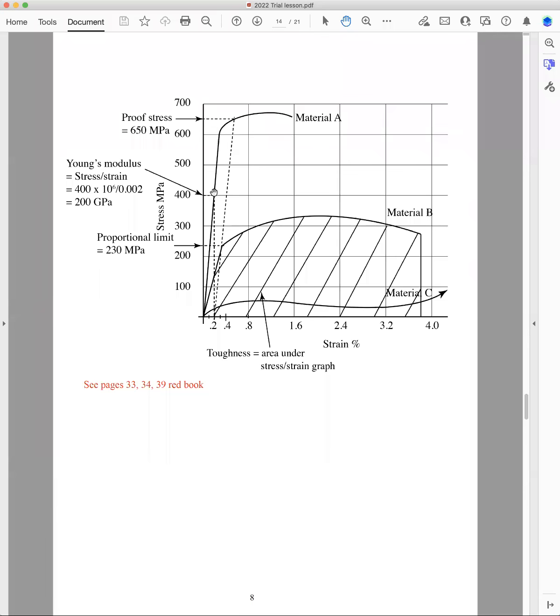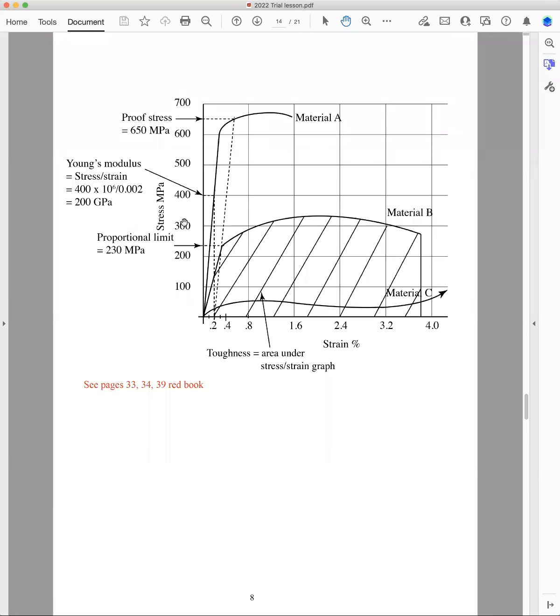Remember, the slope is tan. Tan is opposite over adjacent there. So it's the slope. And so it's stress over strain, which is 400 times 10 to the 6 megapascals divided by 0.2%. Now you can't put 0.2% in. You've got to make it a numerical value. It can't be a percentage. 0.2% is 0.002, and so it gives you 200 gigapascals.